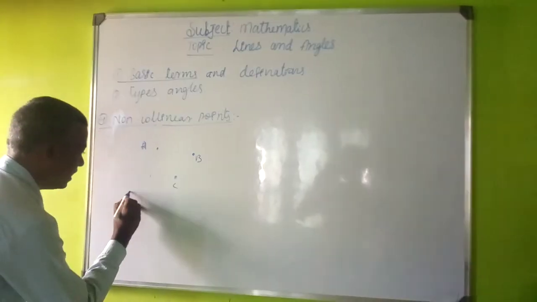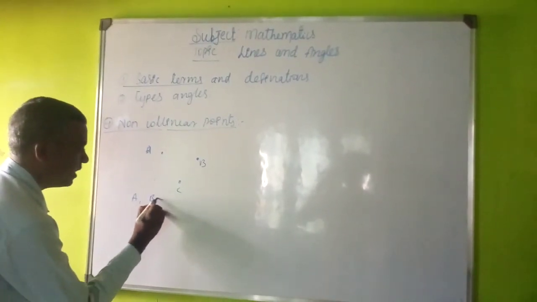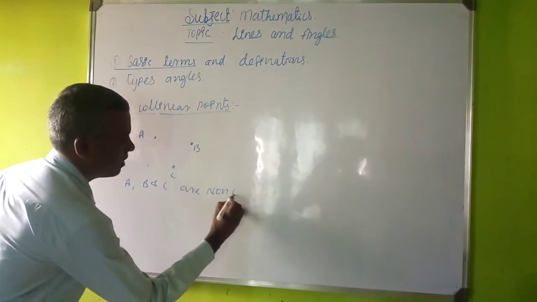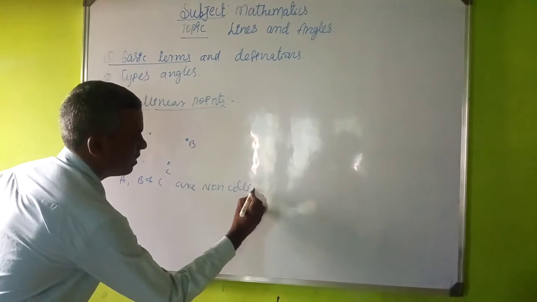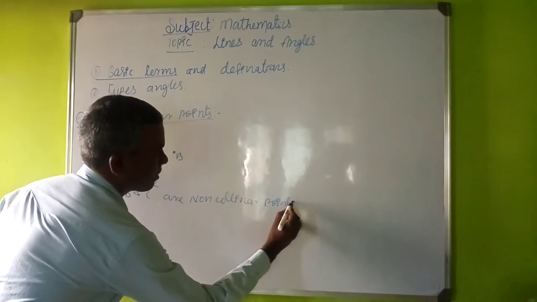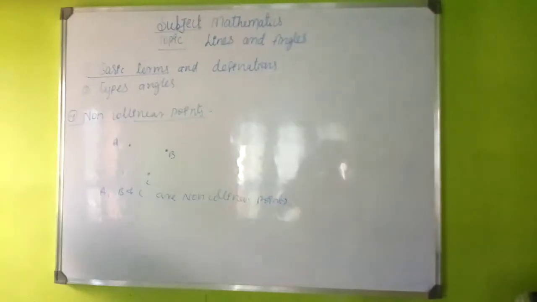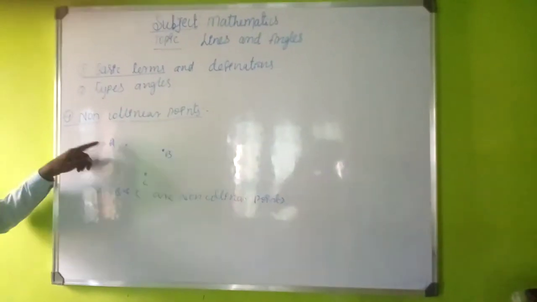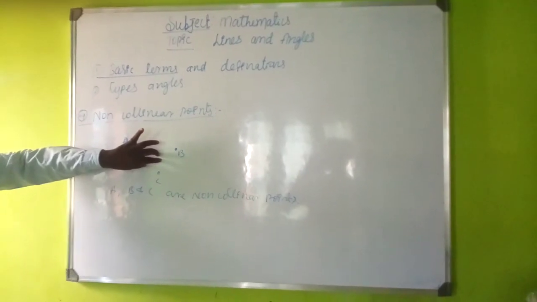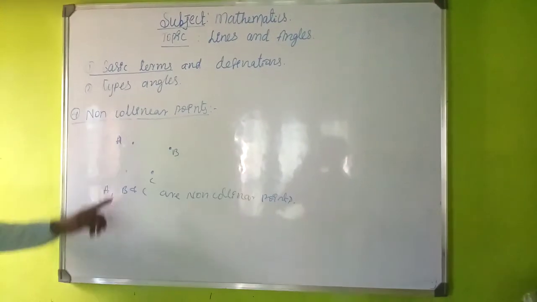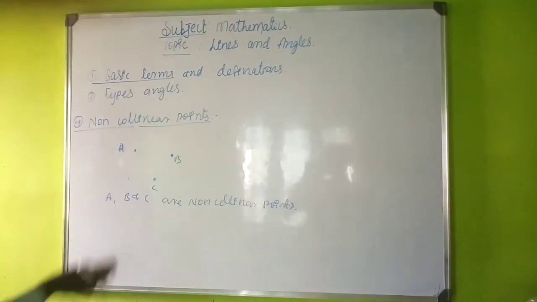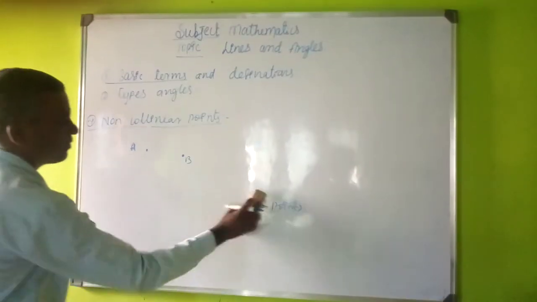So we can call A, B and C non-collinear points. Okay students, to understand this, non-collinear points means the points which can lie in a plane in different dimensions or different directions. So that is called non-collinear points. This is about some of the basic terms we have learned.